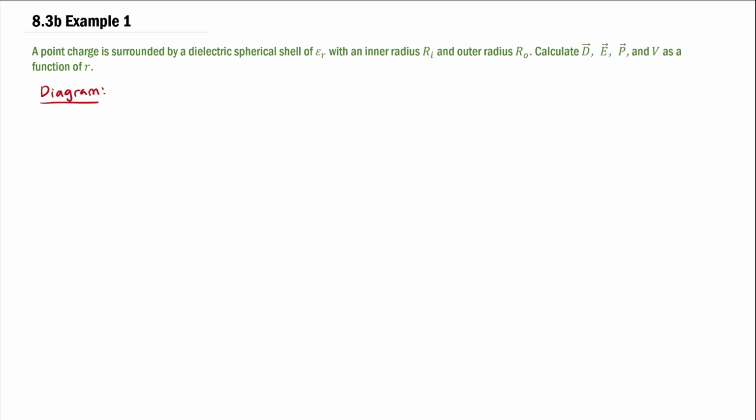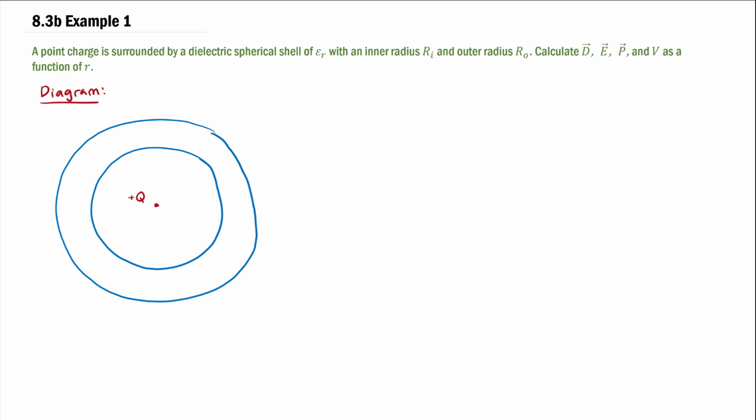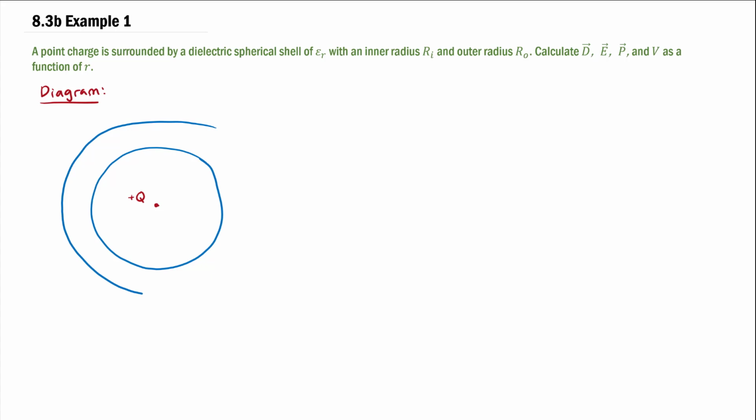Let's take a look here. We have a point charge, assumedly Q. It's surrounded by a dielectric spherical shell. There's an inner radius and an outer radius. So let's draw two circles. So that's our dielectric spherical shell. It has a dielectric constant of epsilon r, and it also has an inner radius of Ri, so we call this Ri and Ro.